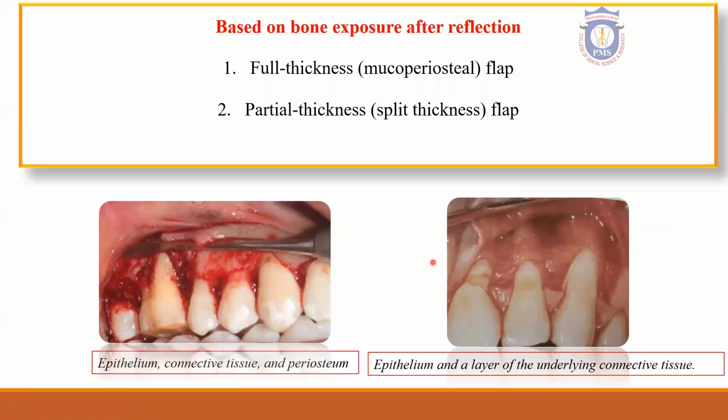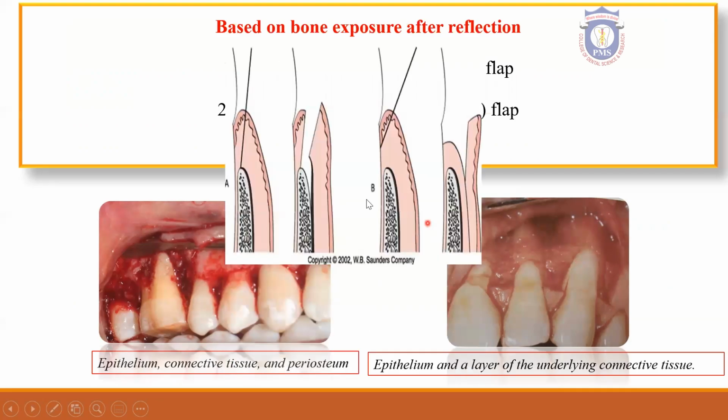Based on whether you are exposing the bone or not, it can be a full thickness flap, where you see the bone directly. You are reflecting the whole gingiva and the periosteum. That is called a full thickness flap or mucoperiosteal flap, exposing the bone. And the right side picture shows a partial thickness flap. In this diagrammatic representation, you can better appreciate it.